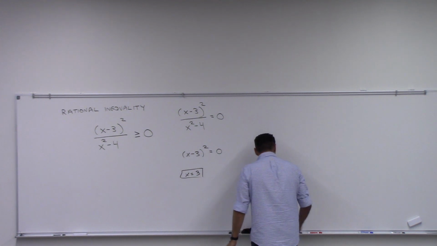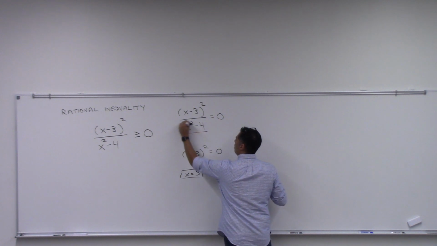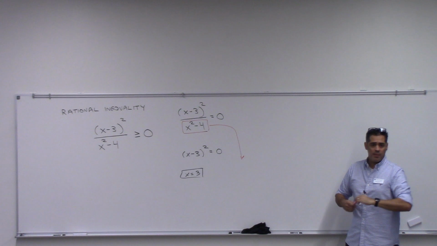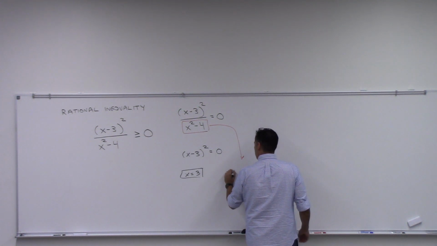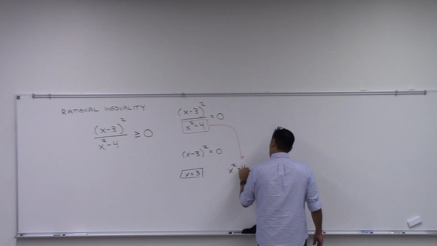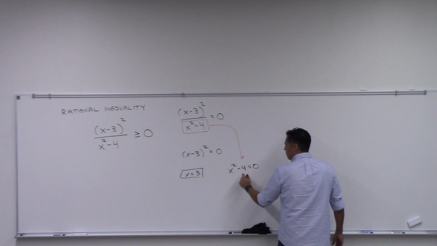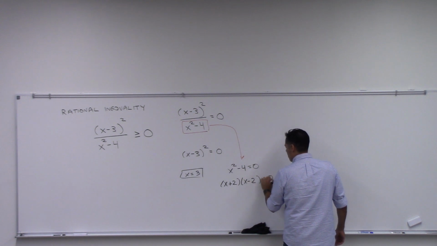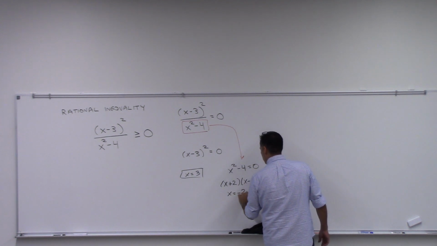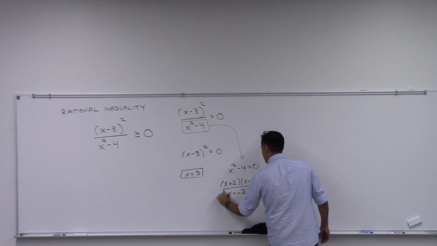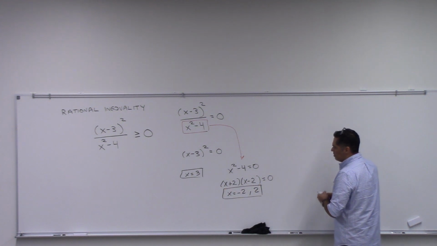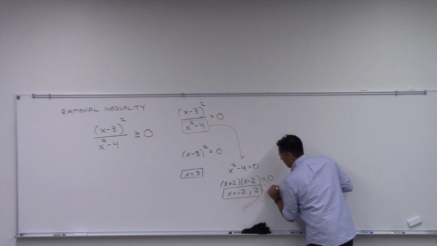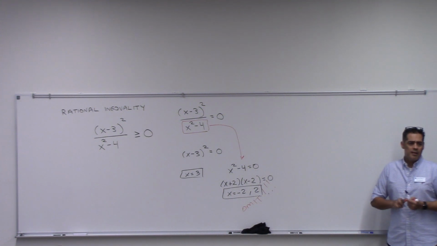OK, and then I also have to look at the bottom. That's where I'm going to have vertical asymptotes, possibly. So x squared minus 4 equals 0. That's a difference of squares: (x plus 2)(x minus 2) equals 0. And then I have 2 solutions here, -2 and 2. And remember, I'm going to omit these no matter what.